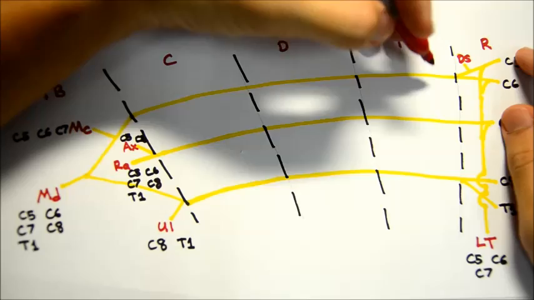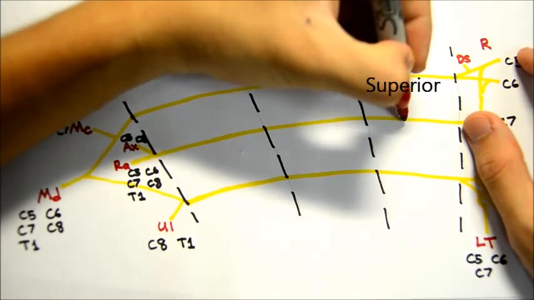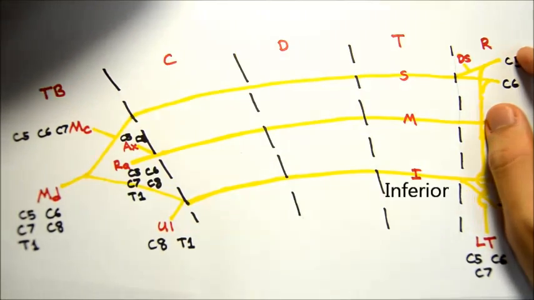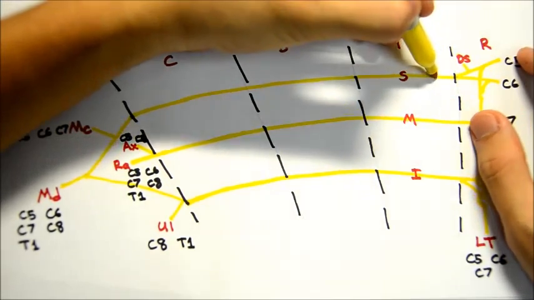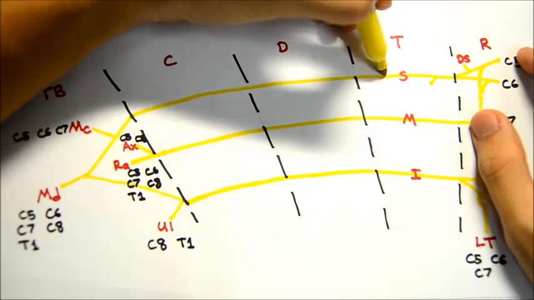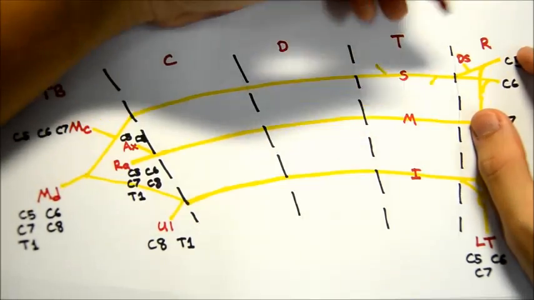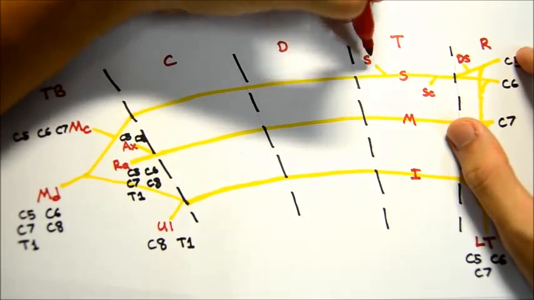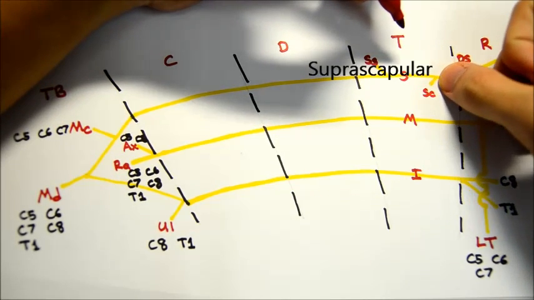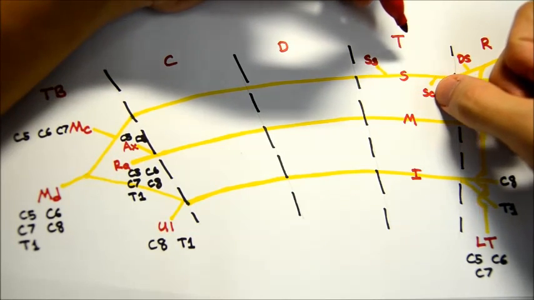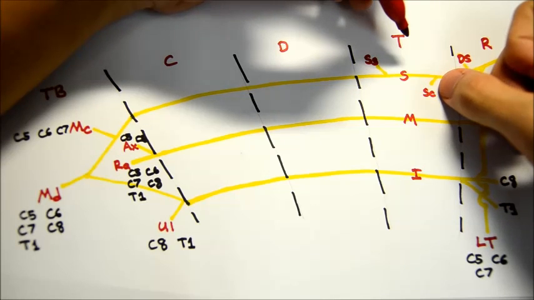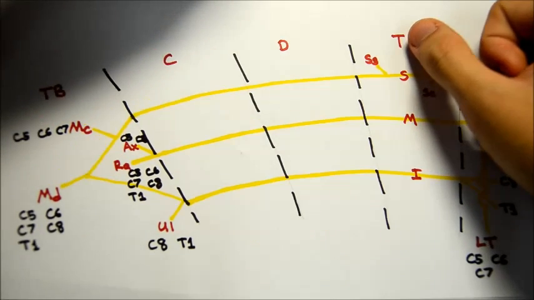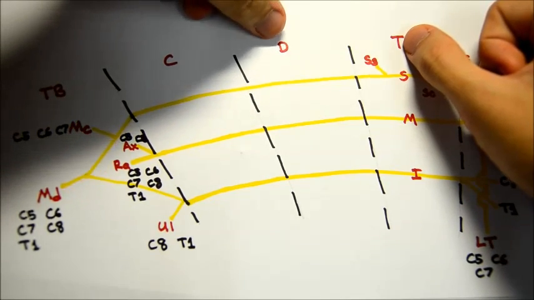First one, we have the superior trunk, the middle trunk, and the inferior trunk. In the trunks portion, we have two branches. This is the first one, and this is the second one. The first one is the subclavius. The second one is the suprascapular. Okay, even though it says the subclavius, it doesn't mean that this is the subclavius muscle. It just means that this is the nerve that goes to the subclavius muscle. Okay, moving on, we finished the trunks part. We'll move on to the divisions part.